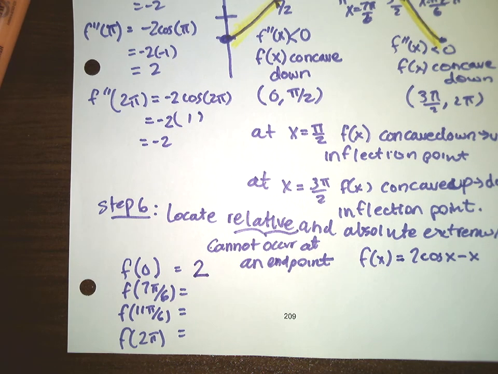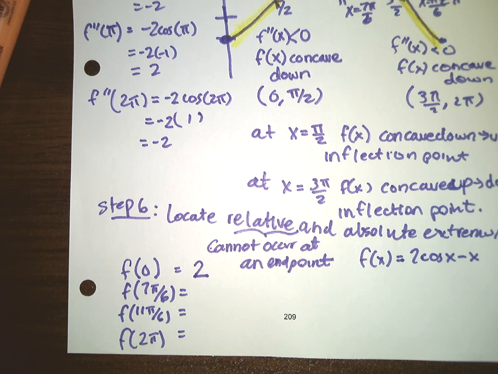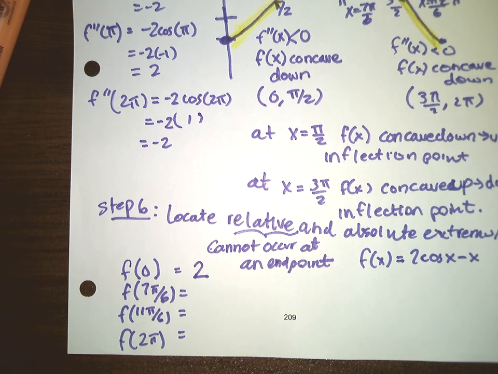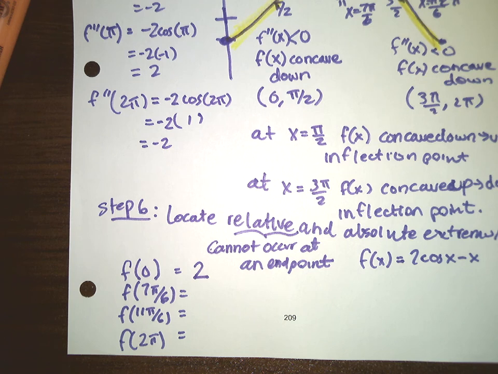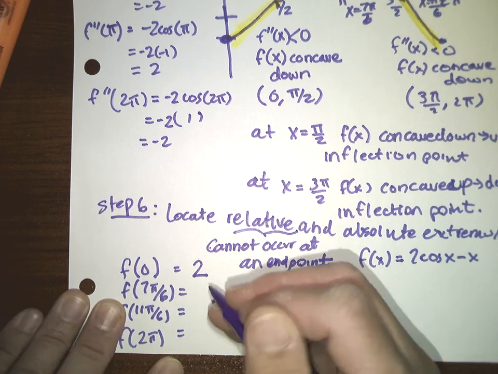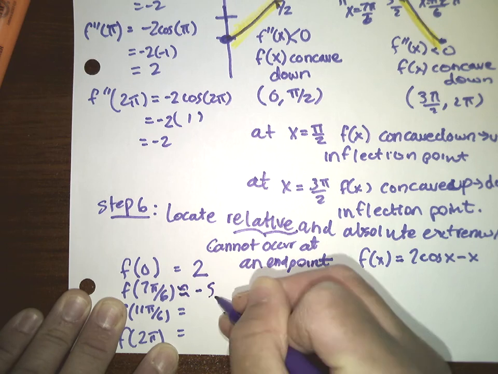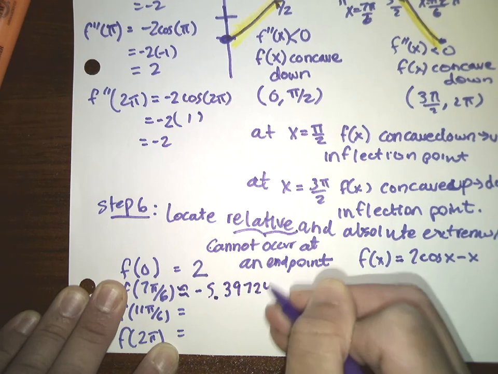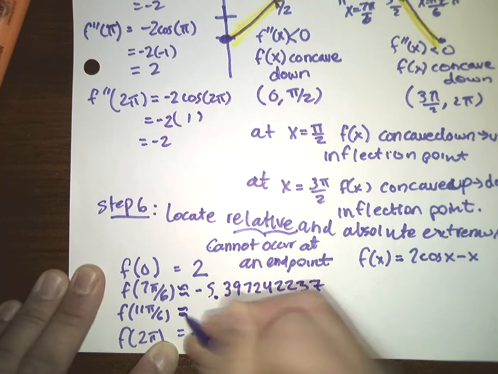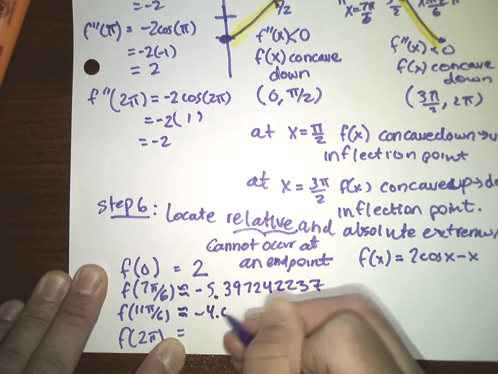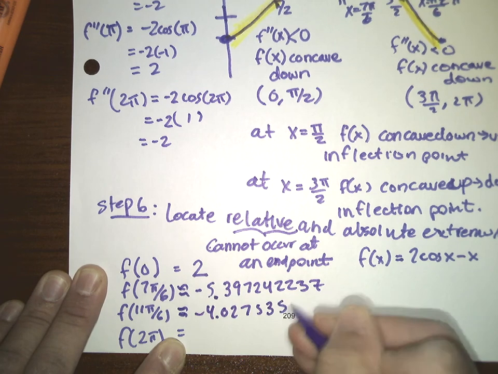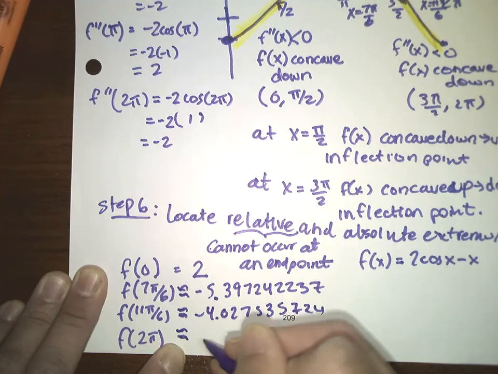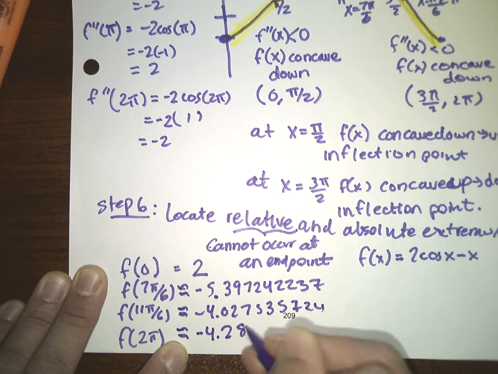All right, so then you have f of 7 pi over 6. And by the way, I'm going to give you the decimals here only because we're about to graph this, and it might make it easier for us to graph this if we have the decimals. So this is about negative 5.3972422237, and f of 11 pi over 6 is negative 4.027535724, and f of 2 pi is about negative 4.2831.